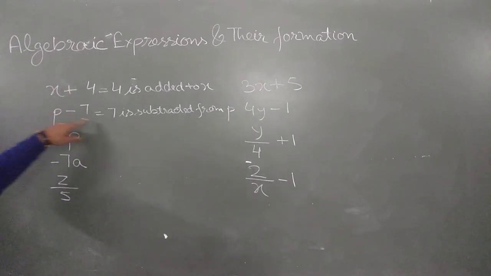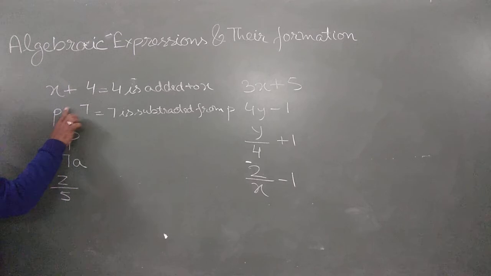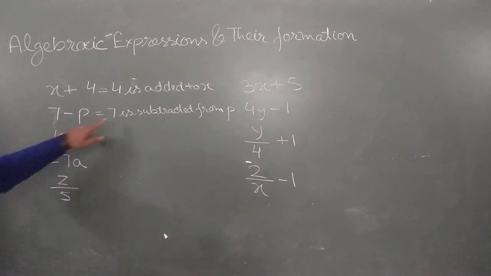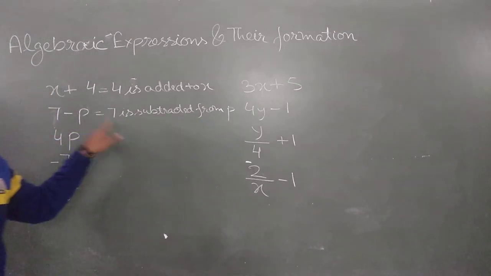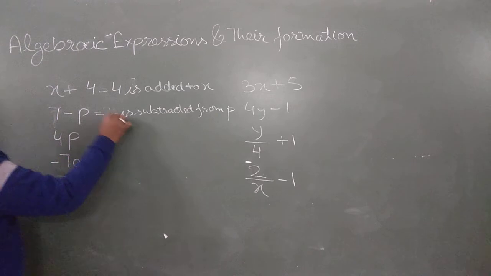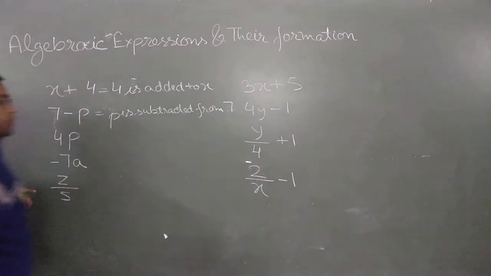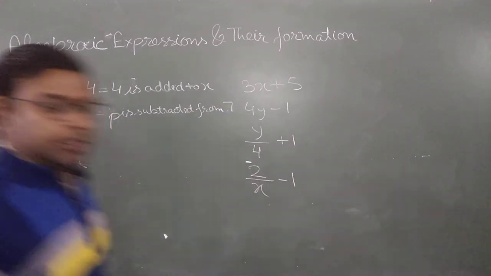We are using the statement just opposite. 7 is subtracted from p. Or if we change the thing, if I say 7 minus p, then we must interchange the places: p is subtracted from 7, likewise. So hope you can easily understand.